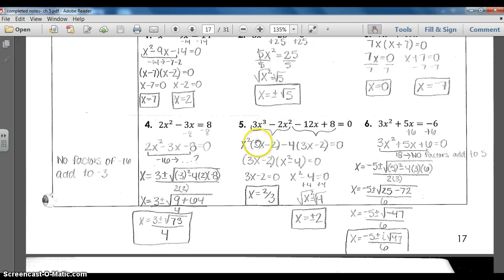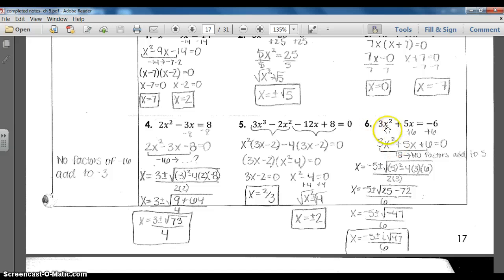Grouping method here, pull out your greatest common factor for both sets. You put those greatest common factors together. What they have in common is the second part, or the first part, and then simplify by solving. So add 2, divide by 3. Over here, add 4, do the square root. So we have plus or minus 2 and 2/3.